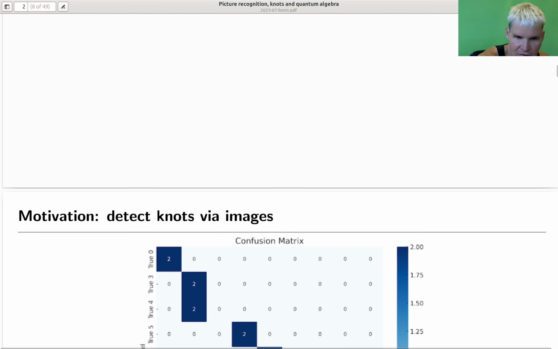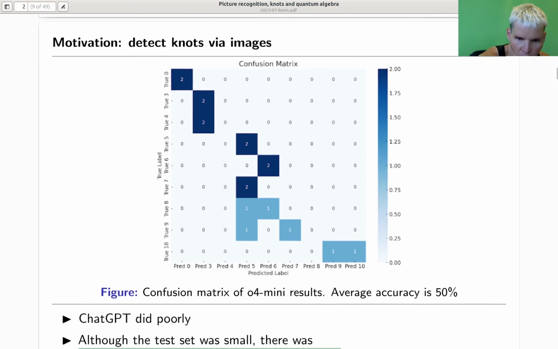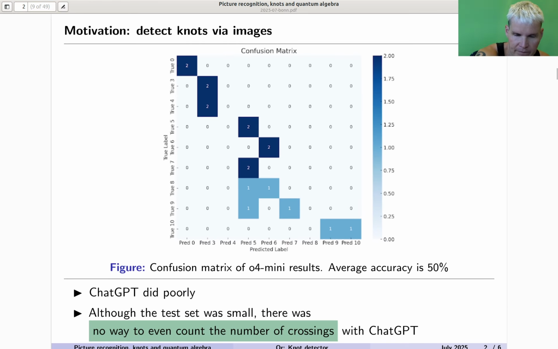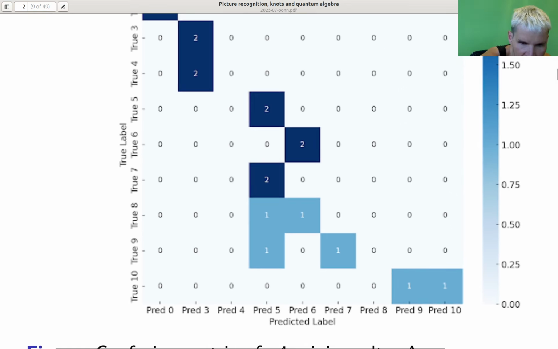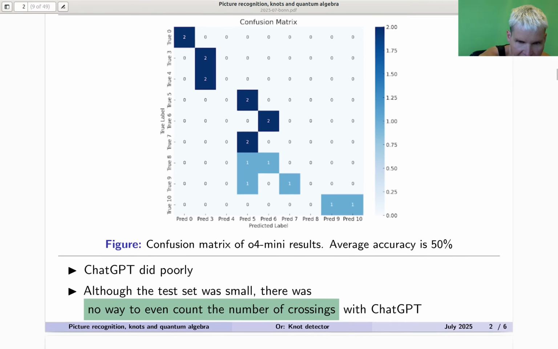So the first step is of course you feed it into your favorite AI, ChatGPT in this case, o4-mini. Here's a confusion matrix, and ChatGPT's accuracy is pretty bad. I was rather surprised. ChatGPT is a large language model, so maybe you shouldn't be too surprised that it's pretty bad at picture recognition. But it was pretty bad, as you can see here in this confusion matrix. Here, true label number of crossings, 10, 9, whatever, and predicted label number of crossings.